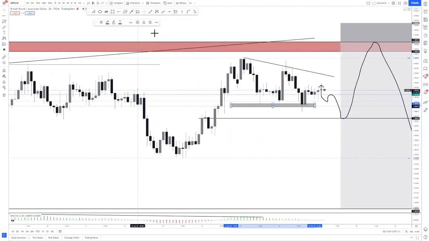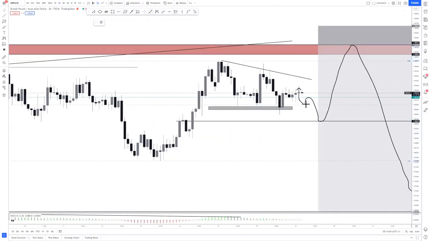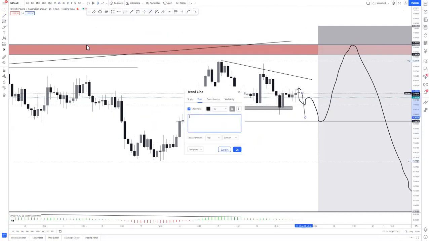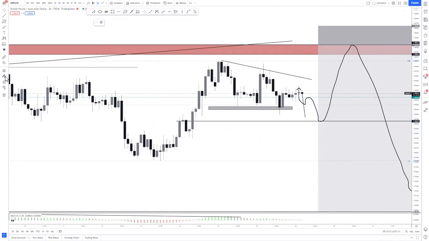Most traders, the moment they see something like this, they'll be like, okay, support is broken, retest, and drop. That's what the break and retest traders do: break, retest, drop.